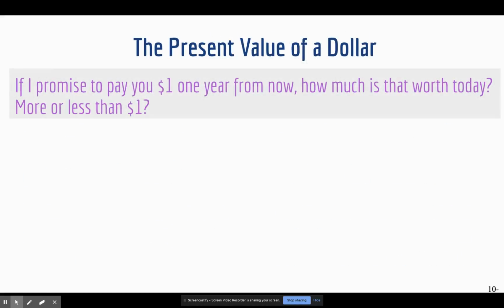All right, let's just kind of debrief and look at a very simple example. So if I promise to pay you $1 1 year from now, how much is that worth today? Is it worth more or less than $1?